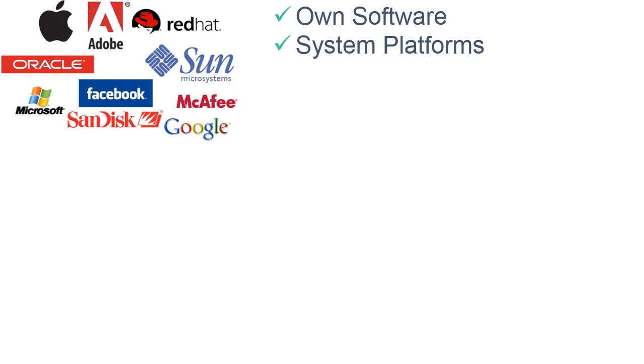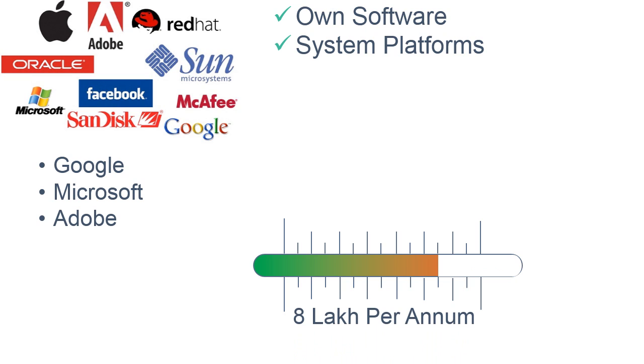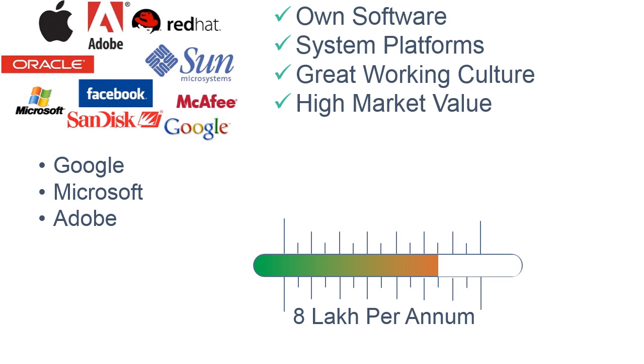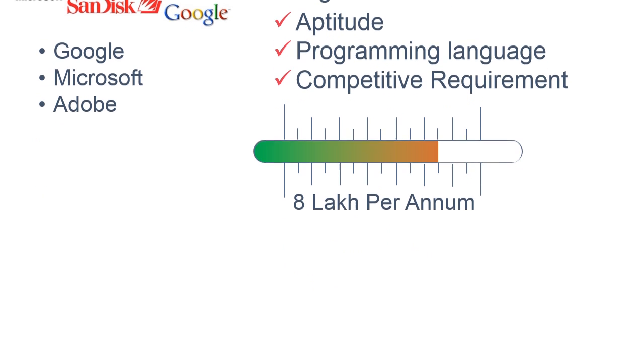Product-based industries have their own software as products or some system platforms for their internal use. They normally offer a high package of 4 to 5 lakhs per annum. Some of the prime companies like Google, Microsoft, Adobe, etc. offer packages around 8 lakhs per annum. These companies have great working culture and high market value, but they require great skills in aptitude and a very good understanding of programming languages. They have very competitive requirements for selection.